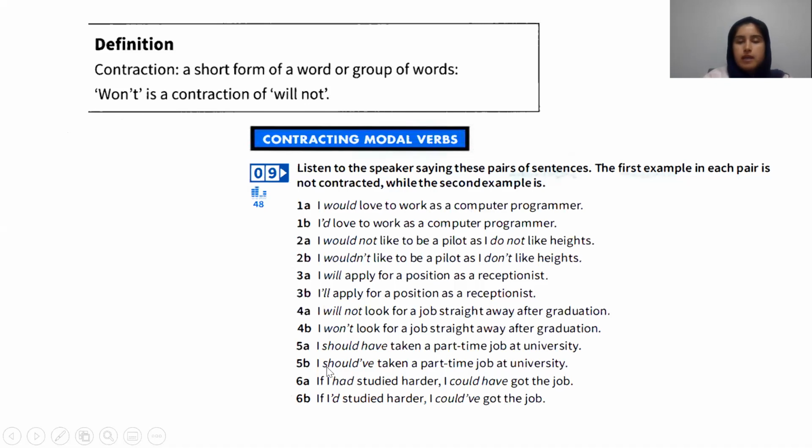So when you speak, for example, the first one says, I would love to work as a computer programmer. Instead, you should say, I'd love to work as a computer programmer. Or the second one says, I would not like to be a pilot, as I don't like heights. You can say, I wouldn't. So just try to use the contraction words, or instead of I will, you can say I'll. I will not, I won't. I should have, I should've. Or if I had studied, you can use if I'd studied harder.